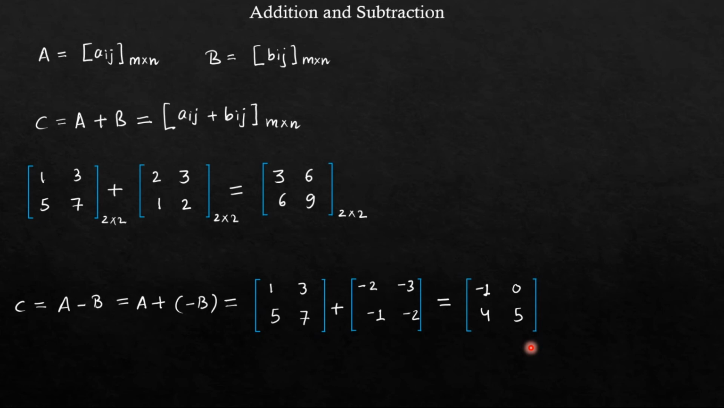Each corresponding element is added or each corresponding element is subtracted. Now what are the properties of addition? When we add two matrices, first of all it follows commutative law. What is commutative law? That is A plus B is equal to B plus A. The order in which you perform the addition, that is which matrix comes first and which comes second, does not matter. Like 1 plus 2 is equal to 2 plus 1.